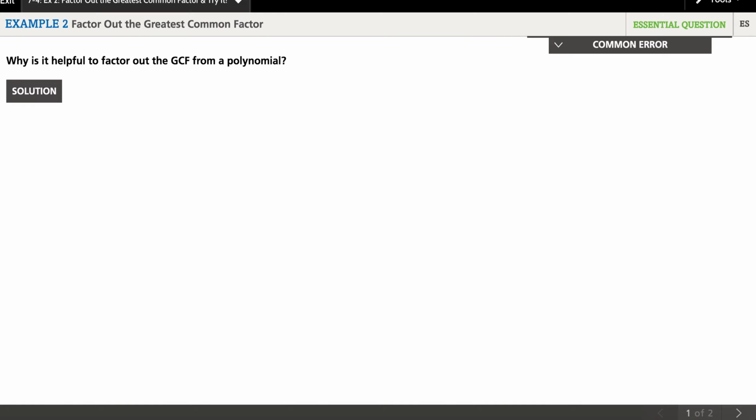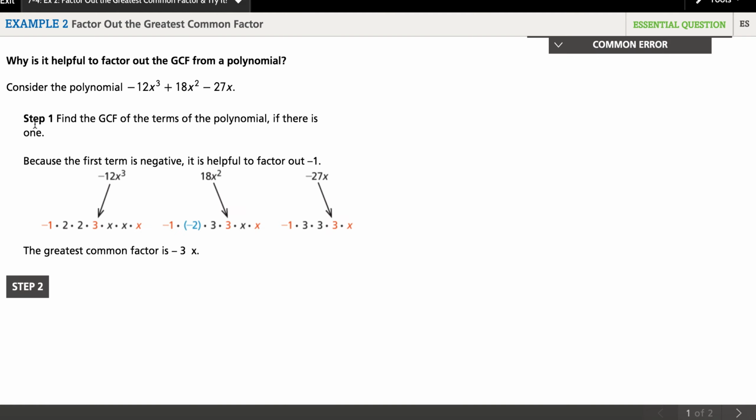Why is it helpful to factor out the GCF from a polynomial? Okay, let's see why it helps. Consider the polynomial negative 12x to the third power plus 18x to the second power minus 27x. Step 1. In step 1, we find the GCF of the terms of the polynomial if there is one.